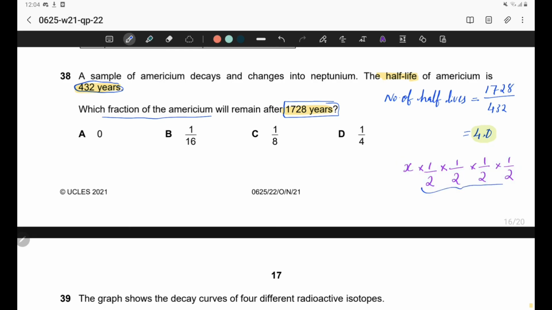So here by multiplying all these we can see it will be the initial amount times 1/16. So only a 1/16th fraction of the initial amount will remain. Therefore, the correct option is option B. So here you just need to find how many half-lives occur during the given span of time, and you have to multiply by 1/2 that many times.